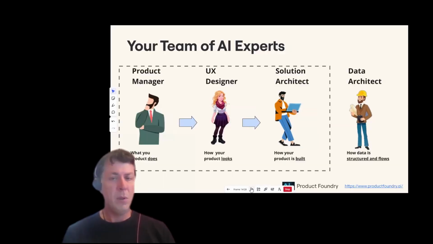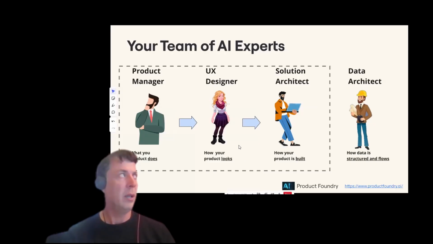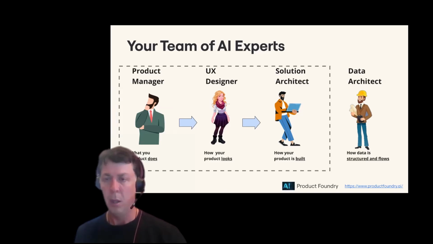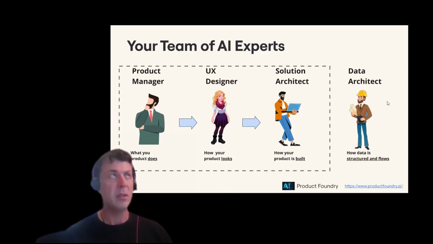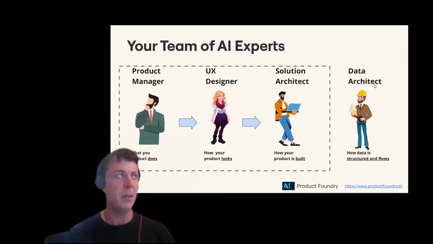To do that, we're going to use AI to take on the different roles that you would typically need. So we're going to have AI act as a product manager, define what the product does. We're going to have it act as a designer, so how it looks. And then we'll have it act as a solution architect, so how it's built. We won't be looking today at data architects, like how the data is structured and flows. That's in other sessions, but these first three we will look at.